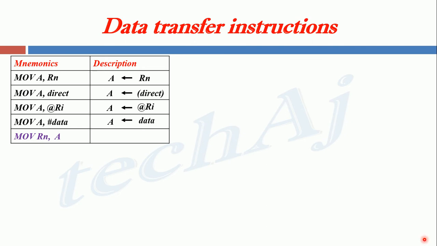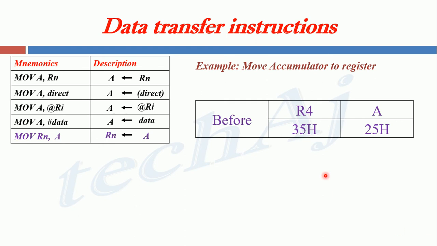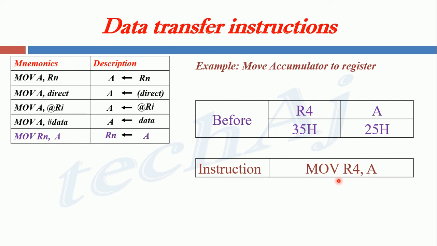Next instruction is MOV Rn, A. Now here Rn means any register R0 to R7. So this instruction will copy the data from the accumulator to the register Rn. Let us take the example of this. Suppose initially register R4 is having the value 35H and the accumulator is having the value 25H. If we execute the instruction MOV R4, A, accumulator data is copied into the register R4. That means 25H is copied into R4.